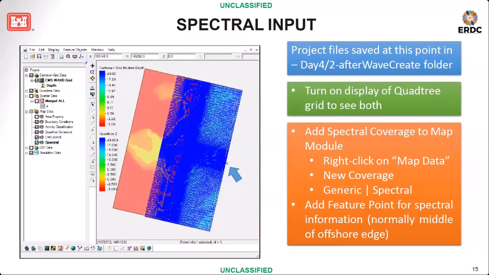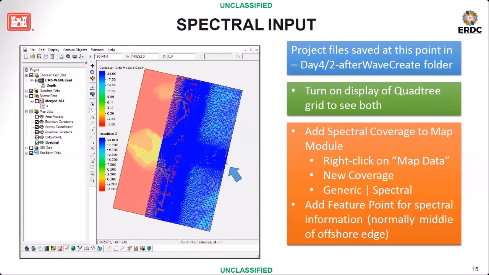Okay, now that we have a grid, we need to apply some forcing for this grid. And we do that by defining a wave spectrum. So in order to do that, we need a different type of coverage, and that's called the spectral coverage. That's a generic coverage because the spectral feature is used for other models that CMS keeps on their repository in the working space.